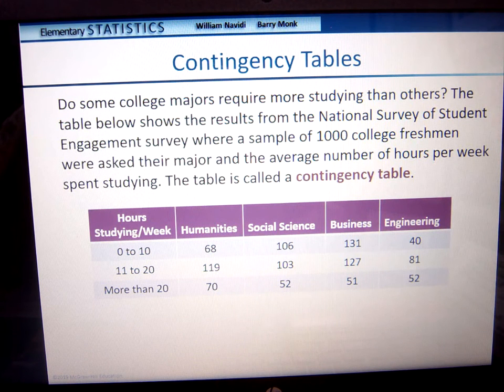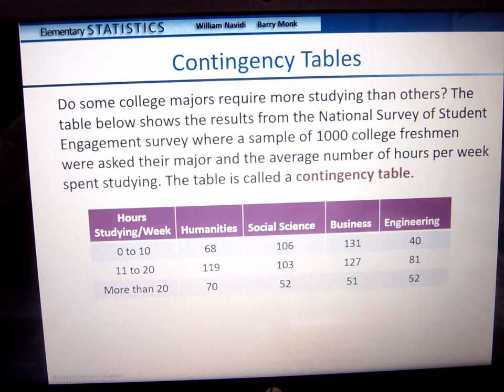Here, do some college majors require more studying than others? Good question. I know when I was in college, it seemed like you never saw the nursing majors because they were studying all the time versus some other majors who were not. So this is wondering if some majors require more studying.